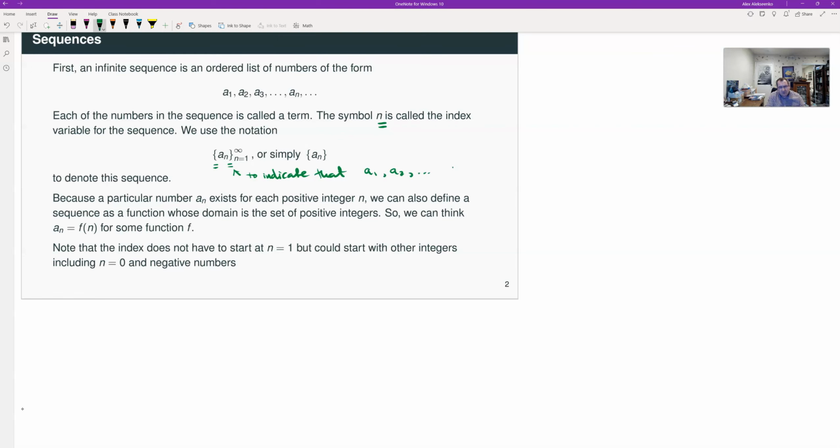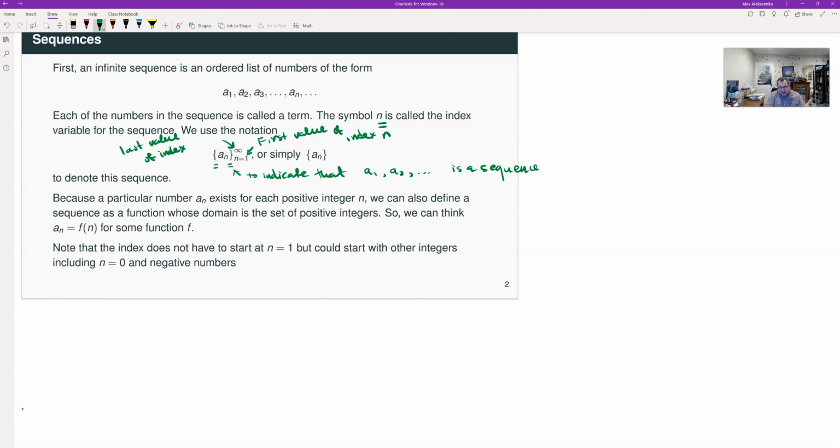A1, A2, and so on is a sequence. And also, we can indicate the first value of the index. And we also can indicate the last value of the index. These notations will give you all the information about the sequence that you need to know: where the index starts and where the index ends. In this particular case, the index doesn't end, it continues all the way to infinity.